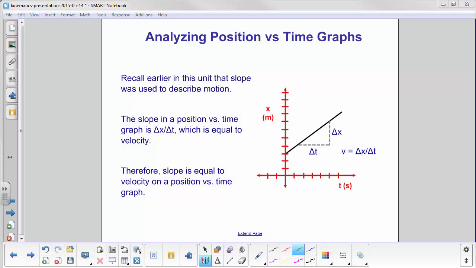We are now in a position to analyze position versus time graphs. Earlier, we talked about how slope was used to analyze motion. The slope in a position versus time graph, which is what this is, you have position here and you have time here. The slope is equal to the position change divided by delta t, and another name for that is velocity. Therefore, slope is equal to velocity on a position versus time graph.